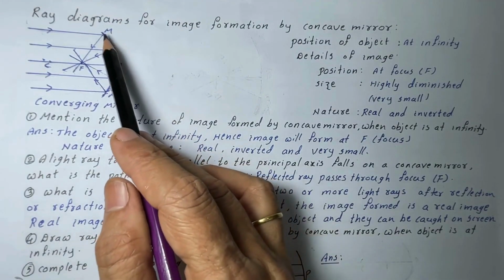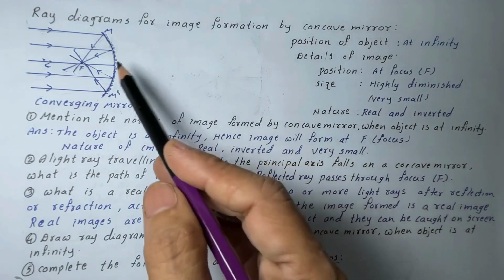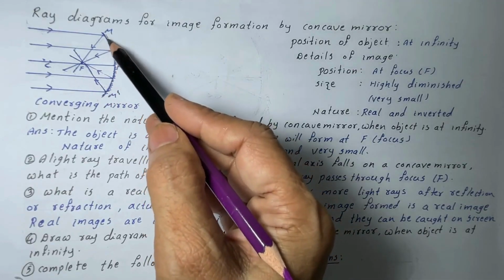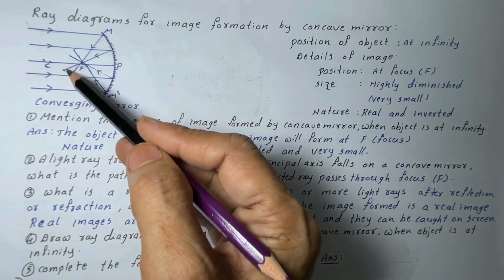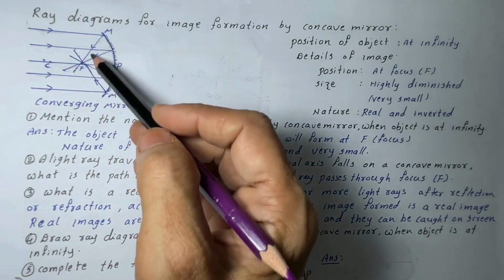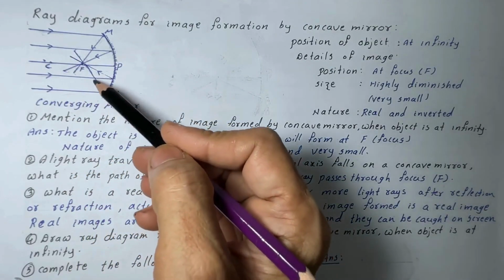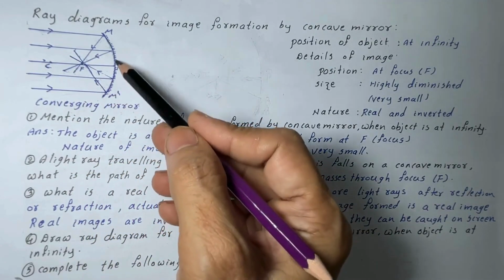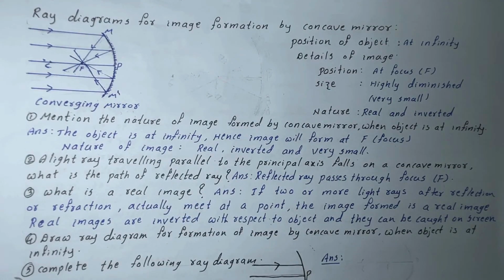Welcome to Topic Wise. Today's topic is ray diagrams for image formation by concave mirror. A concave mirror is a spherical mirror whose outer surface is polished and inner surface is the reflecting surface. Reflected rays intersect or converge when light rays fall on a concave mirror, so the concave mirror is also called the converging mirror. A concave mirror gives different types of images when the object is at different places in front of the mirror.